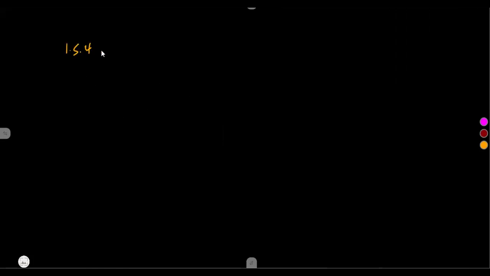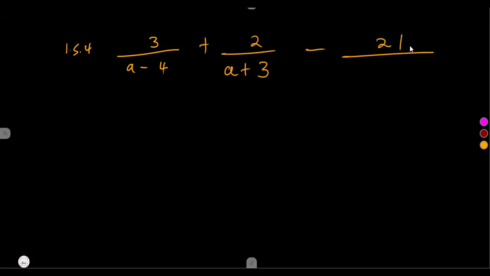So our question 1.54, we are given 3 over a minus 4 like this, plus 2 over a plus 3, minus 21 over a squared minus a minus 12. All right, this was a nice fraction. Why am I saying it's a nice fraction? Because of the factorization there, it was easier, guys.